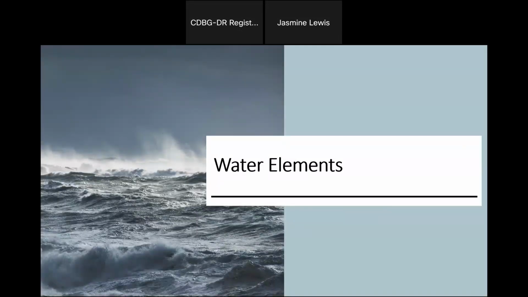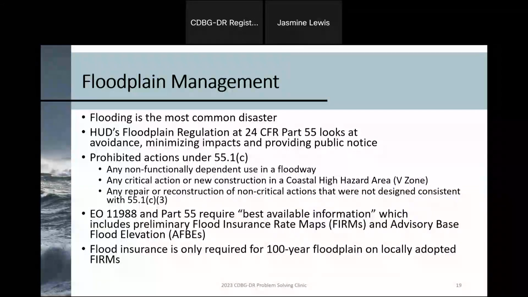So here we're going to switch gears over to our water elements. And probably to no surprise to the audience, flooding is the most common disaster in the country. So with that in mind, we want to ensure that we are taking a look at floodplains and how best to manage that in our environmental review process.